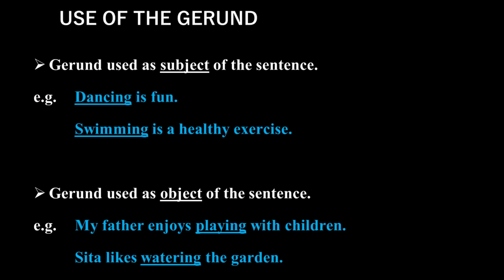Let's see them. Gerund used as subject of the sentence. Dancing is fun. Swimming is a healthy exercise. Here, dancing and swimming are used as subjects and they are gerunds. Gerund used as object of the sentence. My father enjoys playing with children. Sita likes watering the garden. Playing, watering are objects of the sentence.